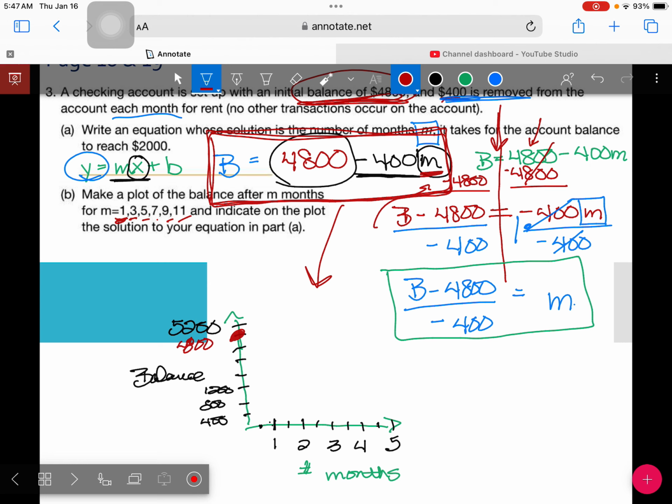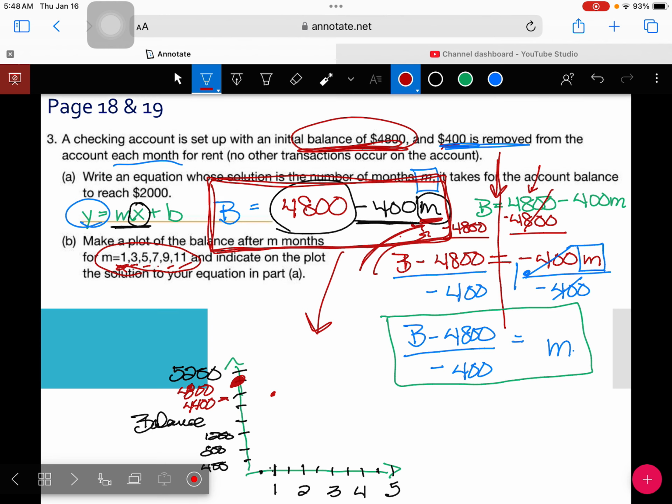When I go to month number 1 and substitute 1 in for this M right here, negative 400 times 1 is negative 400 plus 4,800 is going to be 4,400. And so month 1 and 4,400 is going to be right there. And you do that for 3, 5, 7, 9, and 11 and finish that plot. Okay?